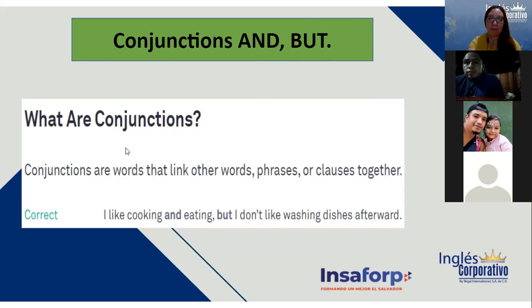Y miren acá este ejemplo. I like cooking and eating. Me gusta cocinar y comer. But I don't like washing dishes afterwards. Pero no me gusta lavar los trastes después. ¿Ok? Entonces tenemos una conjunción acá para alargar la idea: me gusta cocinar y comer. Y luego tenemos la otra para contrastar la idea, como algo opuesto, algo diferente: pero no me gusta lavar los trastes después.